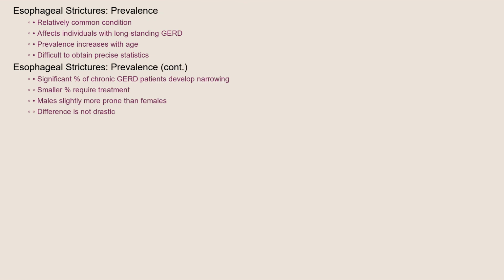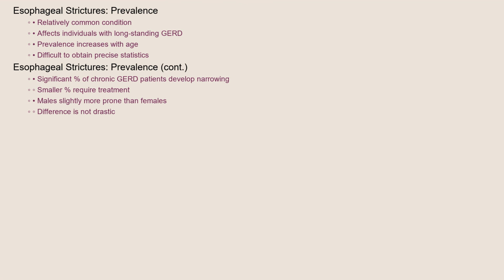Esophageal strictures are a relatively common condition, particularly affecting individuals with a history of long-standing GERD. The prevalence increases with age, likely due to the cumulative effect of acid reflux over time. While precise statistics are difficult to obtain, it's estimated that a significant percentage of individuals with chronic GERD will develop some degree of esophageal narrowing. However, the development of clinically significant strictures requiring treatment occurs in a smaller proportion of these individuals.